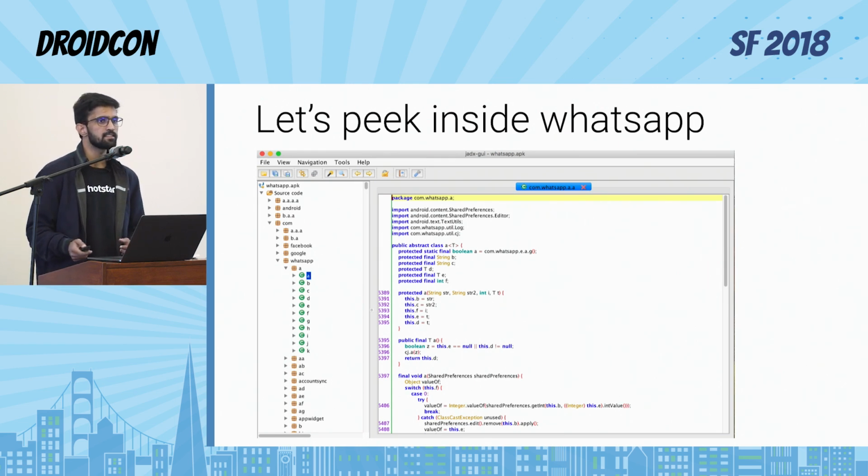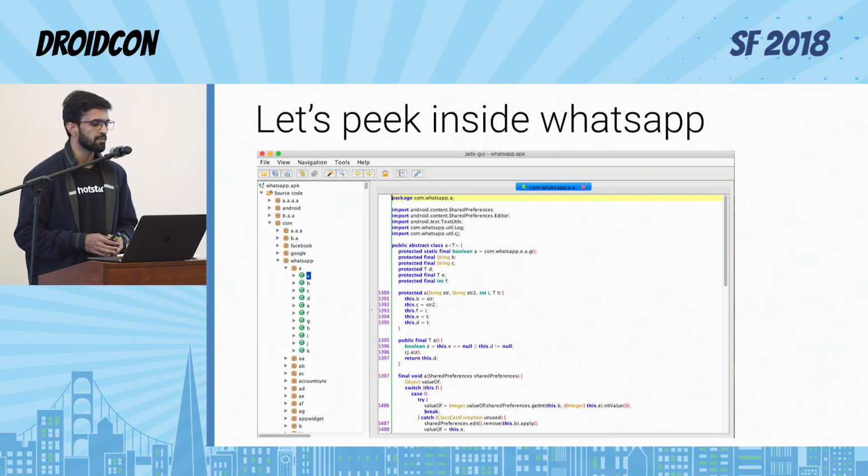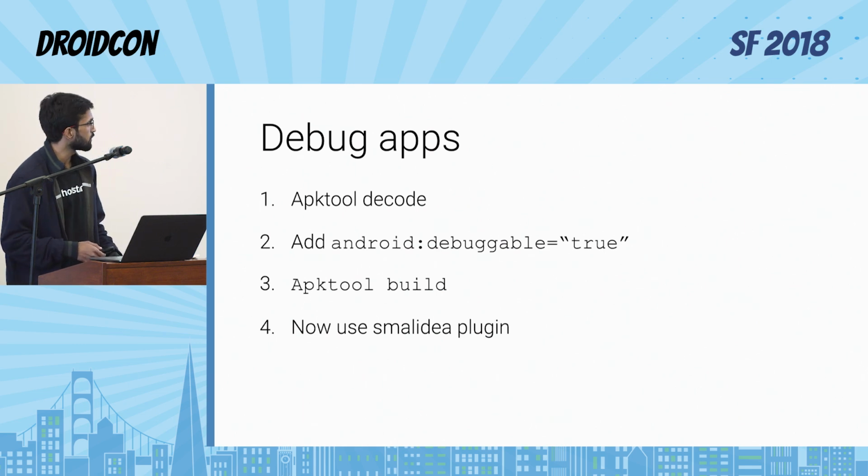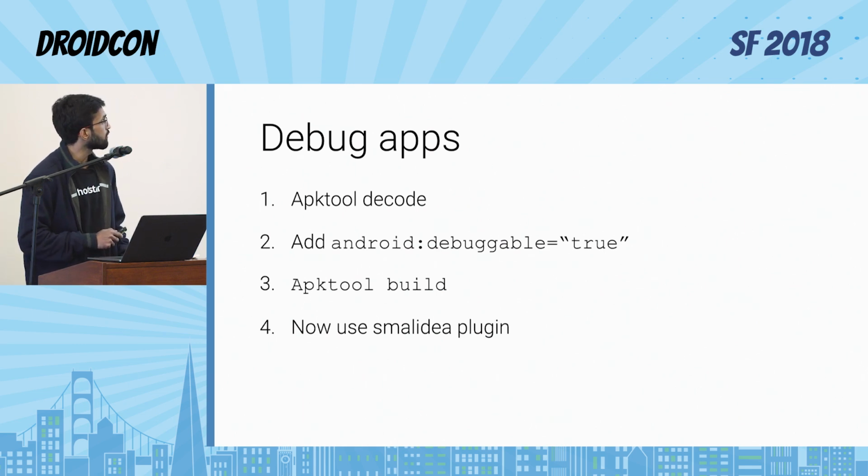What might help me is line-by-line debugging. Yeah, we can do that on release version of APK as well. Let's see how. This is just a 4-step process. First, we need to decode the APK to get the original source back. Then we'll make a change in the Android manifest to add the Android debuggable flag.